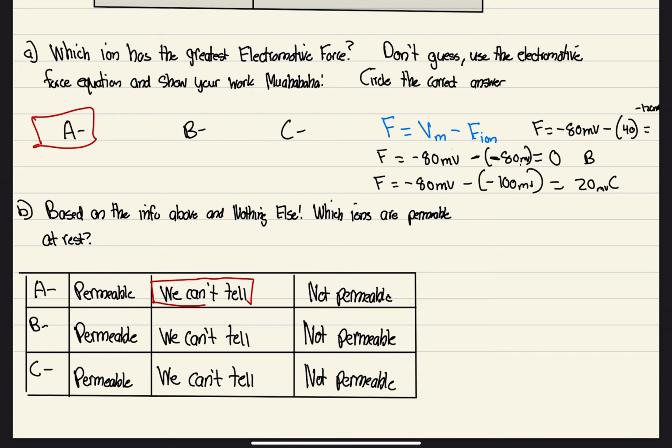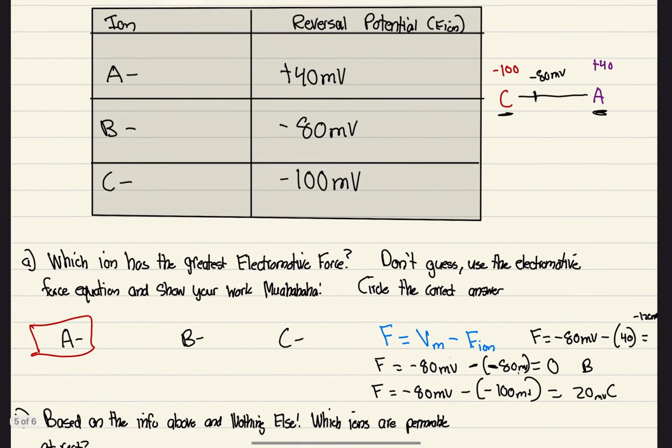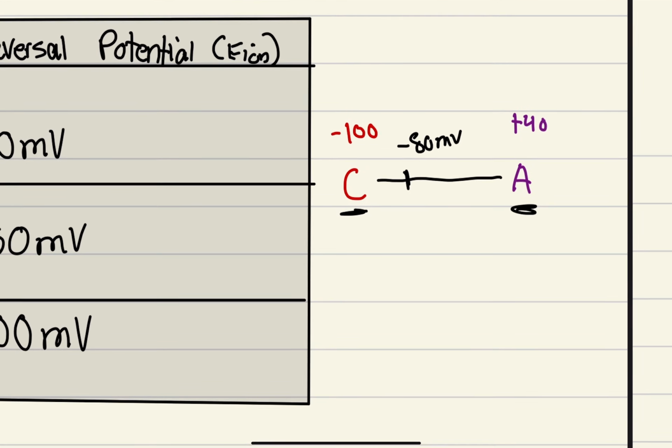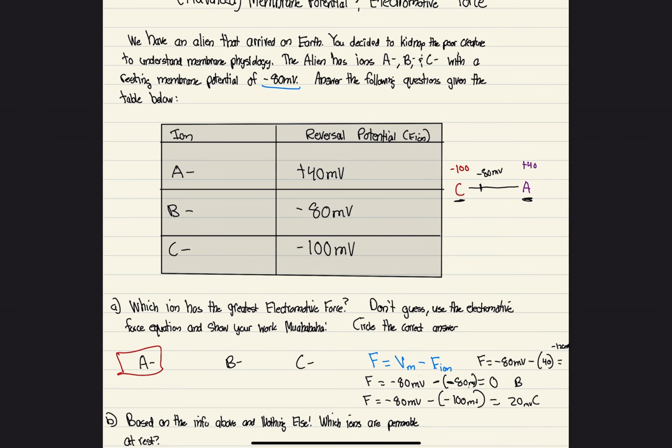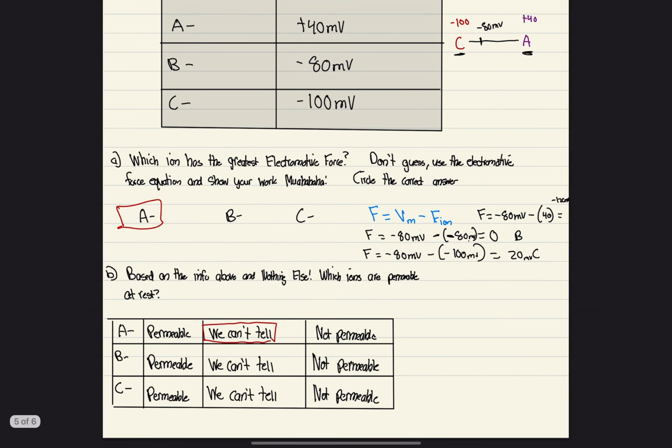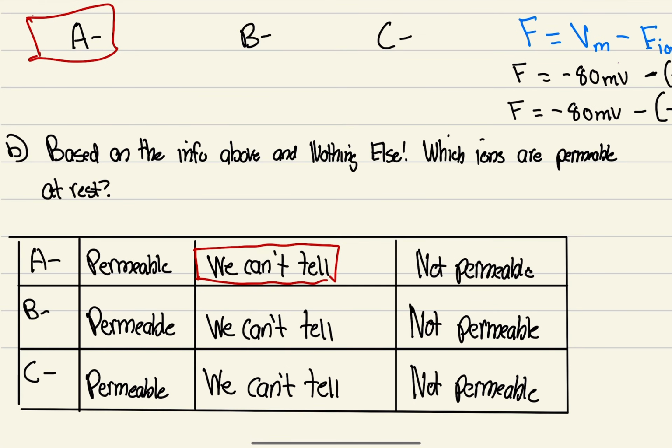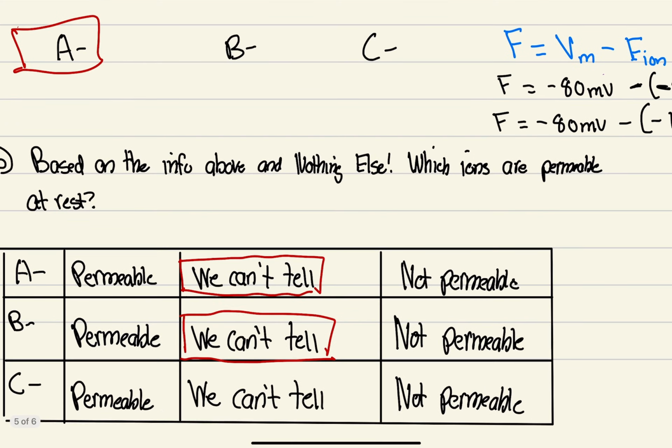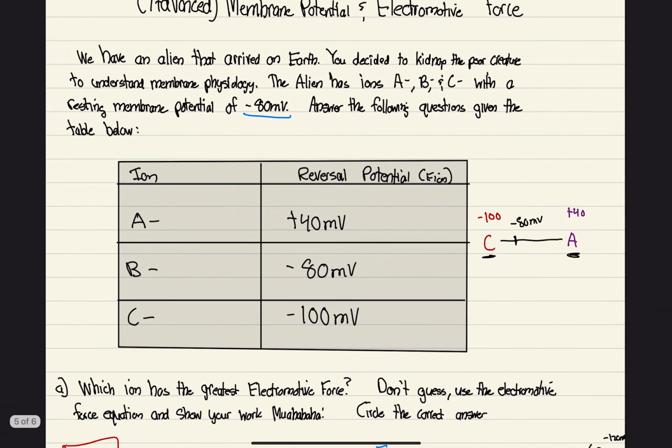There's no possible way. Ion A could be contributing like this scenario here, or ion B could be doing all the work of -80, because it's -80 millivolts, which is exactly the same as resting membrane potential, right? It's the same number. So for B, is it permeable? I mean, we don't know, right? We can't tell. But in one instance it is permeable, or it isn't permeable.